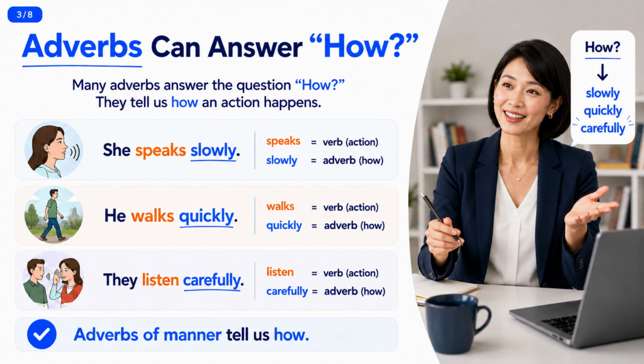Many adverbs answer the question, how. They tell us how an action happens. She speaks slowly. He walks quickly. They listen carefully. The words slowly, quickly, and carefully are adverbs of manner.